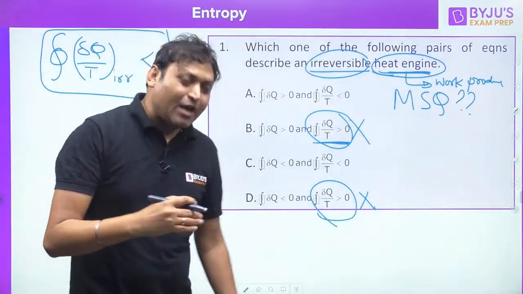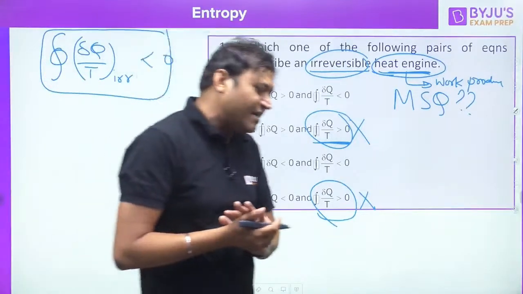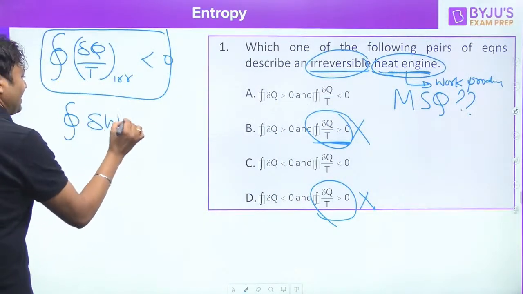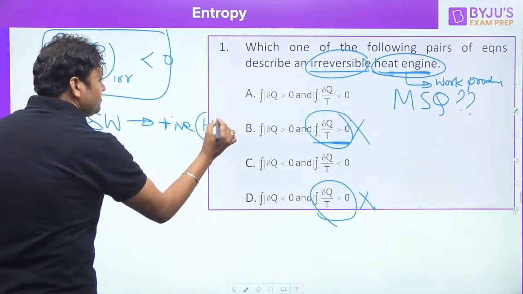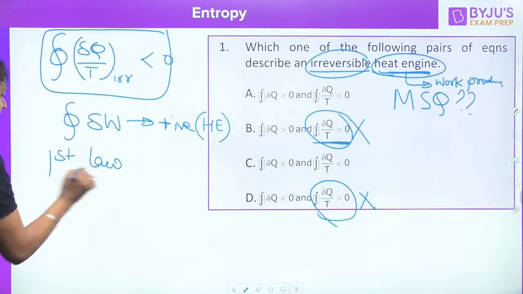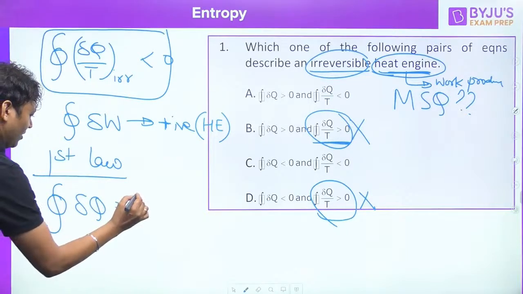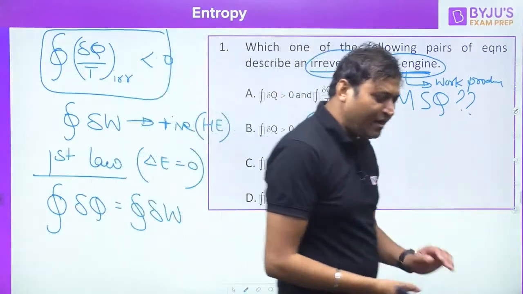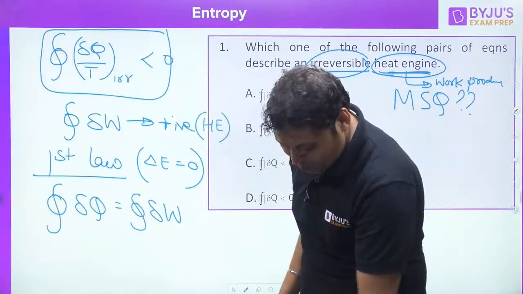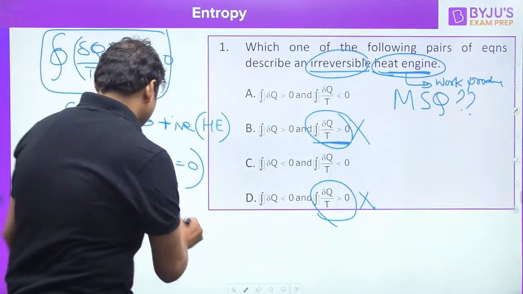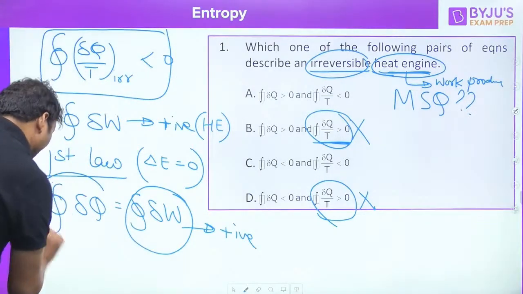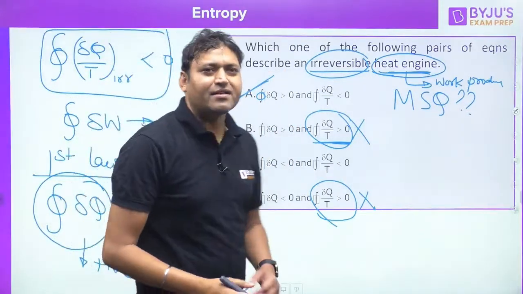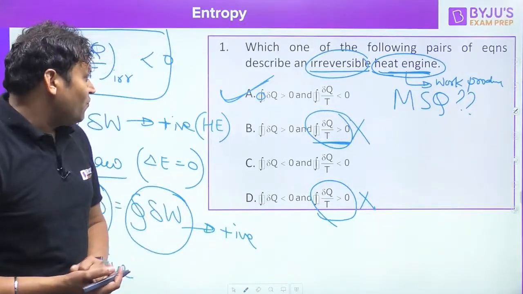Work produced is taken as positive and work consumed is taken as negative. That is the sign convention for work. So it is a work producing cycle, so cyclic integration of del W must be positive for a heat engine. And from the first law of thermodynamics, for a cycle, cyclic integration of del Q is equal to cyclic integration of del W. Why? Because the change in energy will be equal to 0. Energy is a point function, a property. That is why the change in energy is 0. I hope it is clear. And because this is positive, this term will also be positive, so the cyclic integration of del Q is positive. Option A will be the right answer for this.